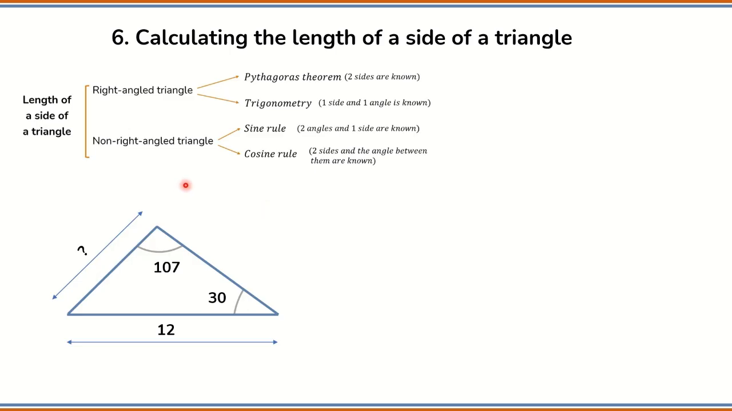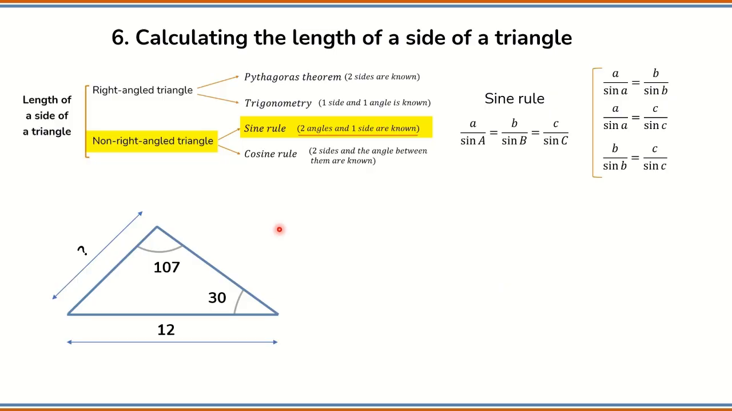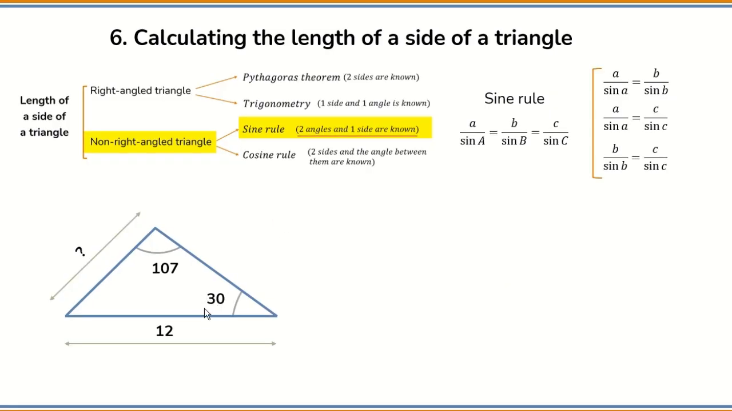Example 6. We have to calculate the length of this side of the triangle. It's a non-right angle triangle, and two angles and one side are known. So we can apply sine rule. I'm going to label the sides and angles. This is going to be A, so the opposite side is lowercase a. This is B, the opposite side B. So we are going to use this one.